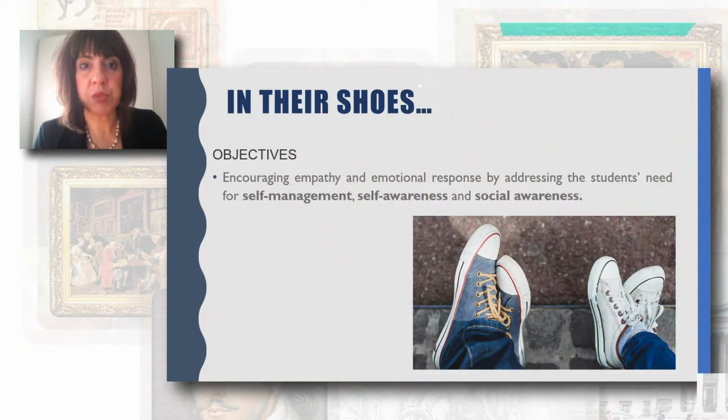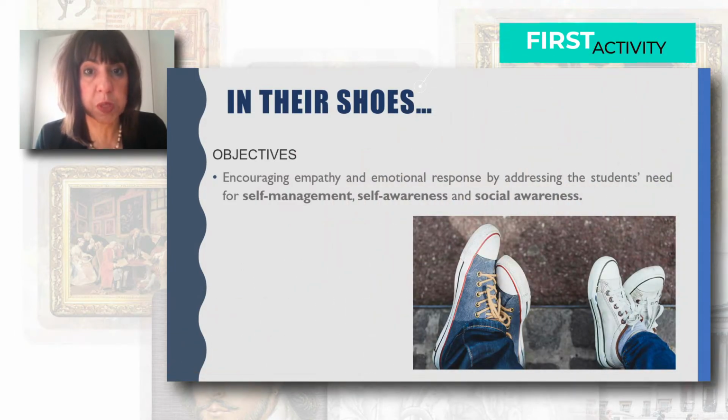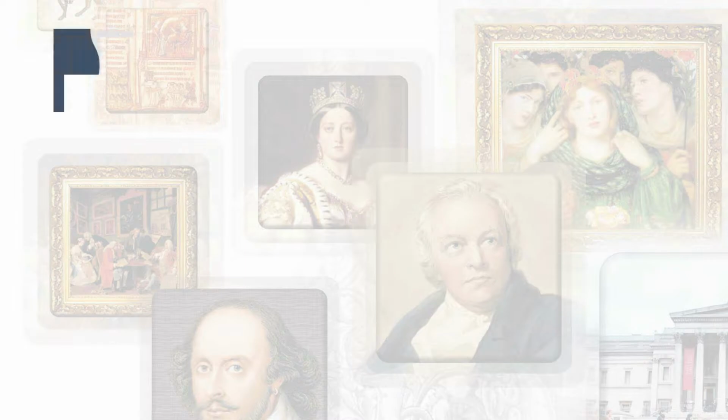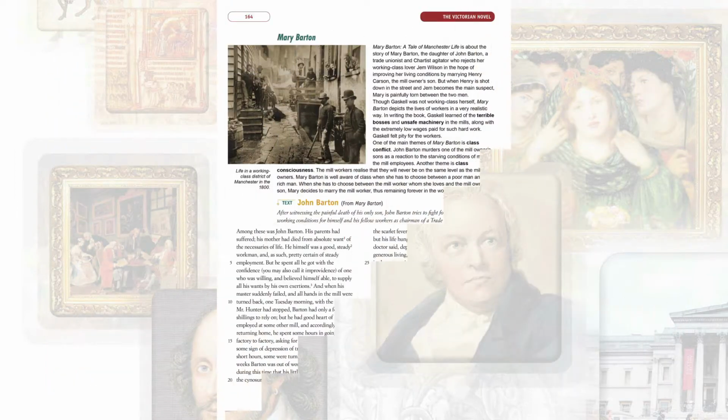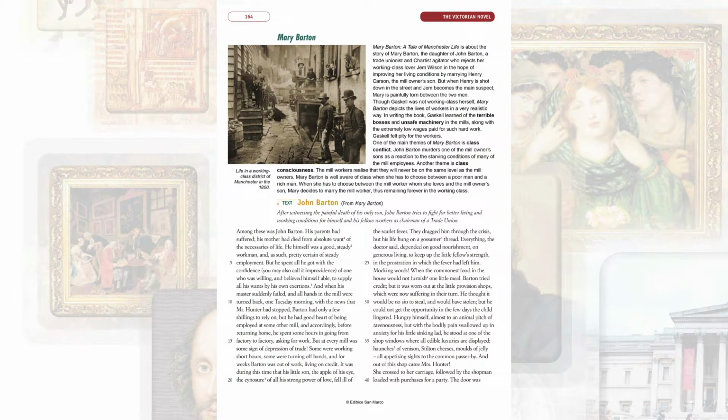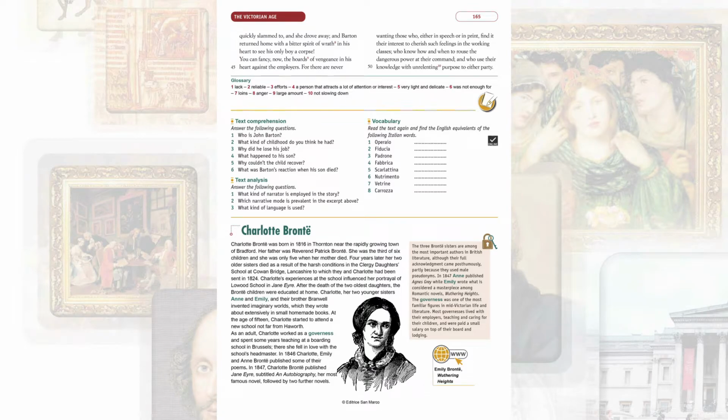This activity is aimed at encouraging empathy and emotional response by addressing the student's need for self-awareness, self-management, and social awareness. Provide each group with a scene from a selected text that addresses a topic of social or emotional significance. Here are two examples. The first one is an extract from Mary Barton by Elizabeth Gaskell, depicting the awful living conditions of the working class in Victorian England and the emergence of a class consciousness.